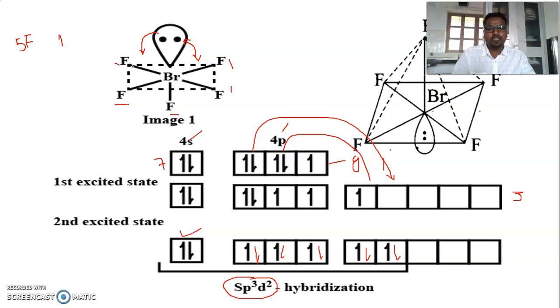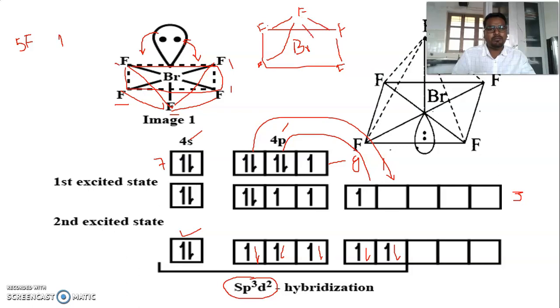So it has a square pyramidal shape. Bromine is present at the center, and 4 fluorine atoms are present at the 4 corners of the square, and 1 fluorine is present at the pyramidal position, the apex.